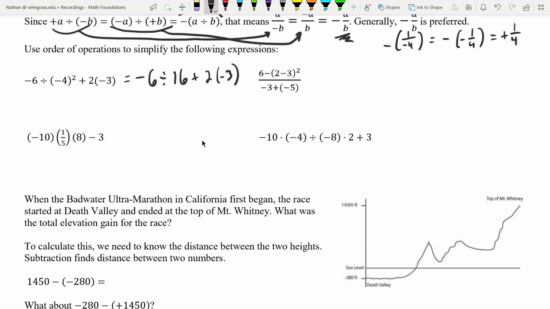Okay, next I need to do multiplication and division, left to right. So this is going to come first. I need to write this as a fraction, because this gives me a decimal number, and I don't want that. So I'm going to divide top and bottom by 2. It's going to be 3 over 8. Negative divided by positive is negative. 3 over 8. Of course, I can move this negative to the numerator or denominator as I see fit.